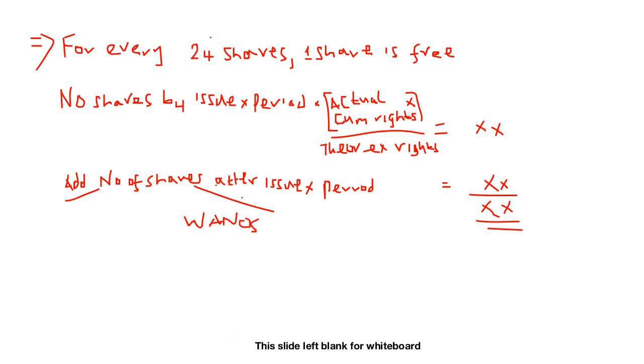So maybe for those who were not there in our last class and have not gone through what we did, WANOS is simply the weighted average number of shares. So that is how we can get the WANOS when the rights issue is involved.